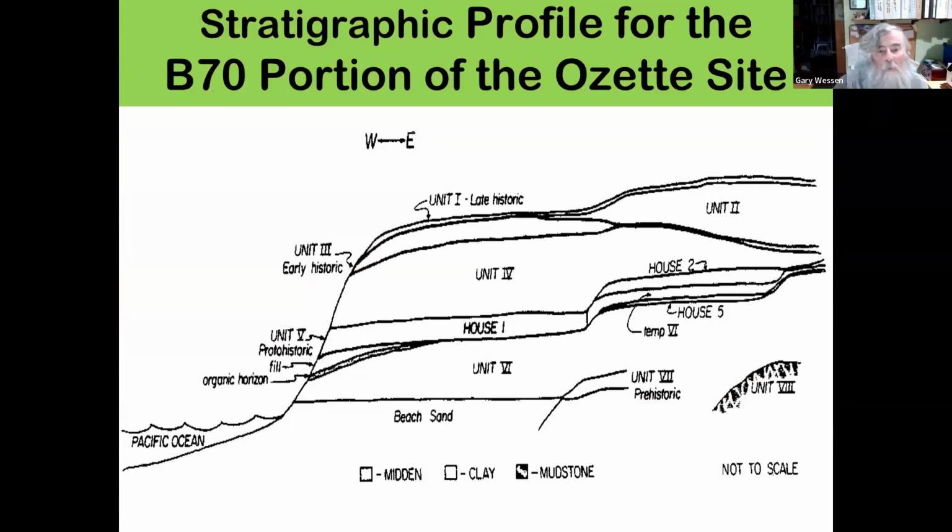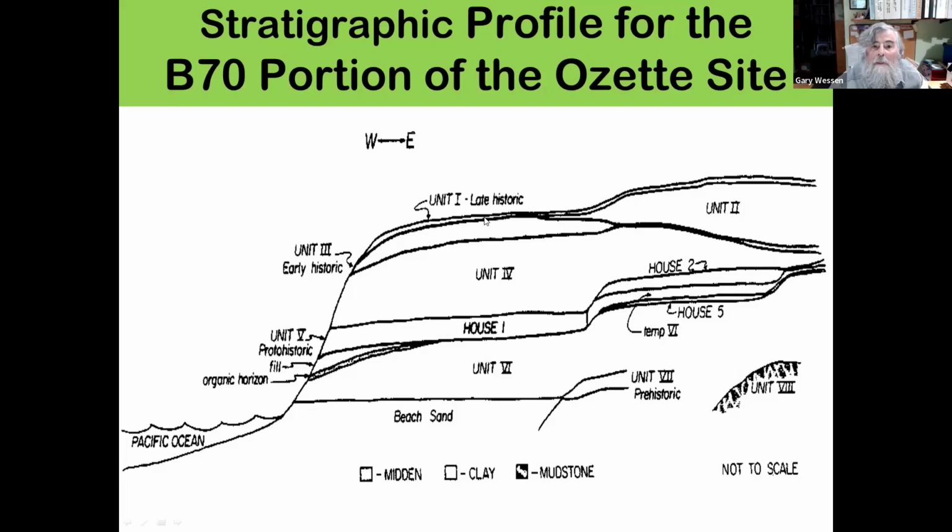Okay, a few more quick things to orient you, and then we'll get back into the actual collection. This is a stratigraphic cross-section of the deposits in what we call the B70 area, and that's the area that was excavated for 11 years. And in this profile, Unit 2, Unit 4, and Unit 6 are all clay slides, or all clay lobes from big slides that came down the hill.